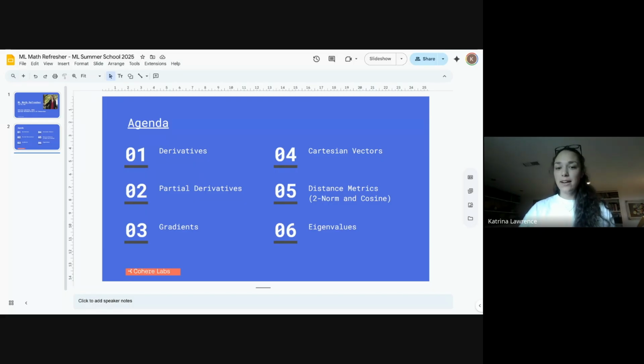Then we're going to move on to the linear algebra side of things. We're going to look at Cartesian vectors, and then we're going to dive into distance metrics, which are also used a lot in embedding spaces. We're going to cover the 2-norm or magnitude, as well as cosine similarity. And then we're going to finish it off with a little bit more of an advanced topic, such as eigenvalues and how they relate to principal component analysis. So I hope everyone's excited.